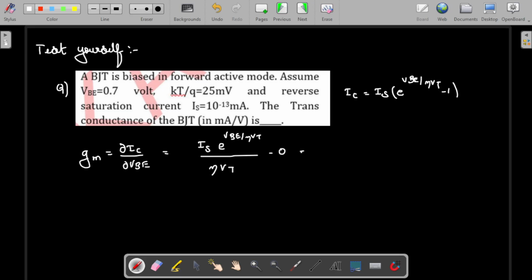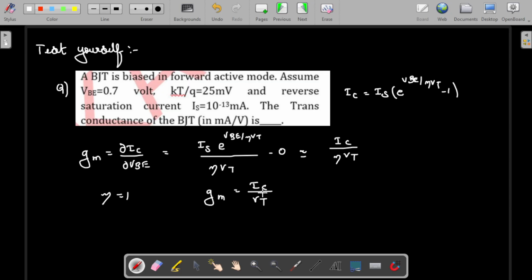The minus 1 gives 0. Now IS e power VBE by eta VT is nothing but approximately equal to IC. So approximately, gm is equal to IC divided by eta VT. Now we are able to get the formula for gm. Normally we take eta equal to 1.